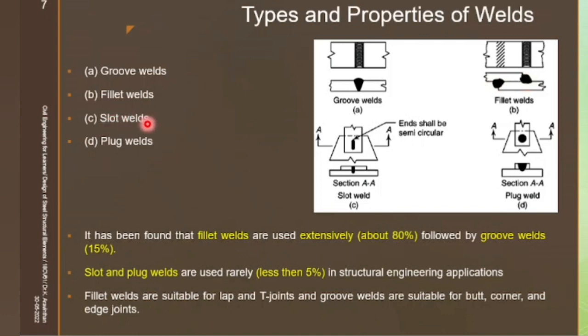Next thing is a slot weld. What do you mean by slot? It is a hole. You are making a hole in the member and you will connect that. See, this is the cross section. You can see that the two members have to be connected. You are not connecting at this L junction. At the junction or at the end, if you are connecting, it is known as fillet weld. You are making the hole in the member itself and you are connecting through this hole, then it is called a slot weld.